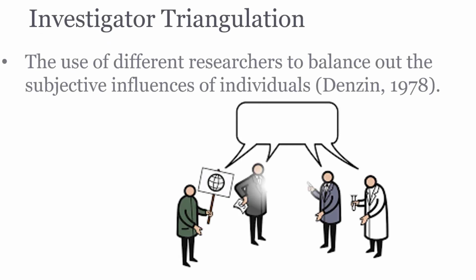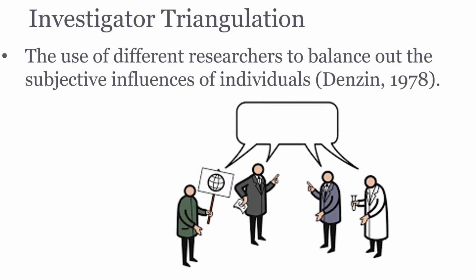Investigator triangulation refers to the use of different researchers to balance out the subjective influences of individuals. For instance, during data analysis, more than one researcher can be involved in coding and categorization of codes to enhance the trustworthiness of the results.